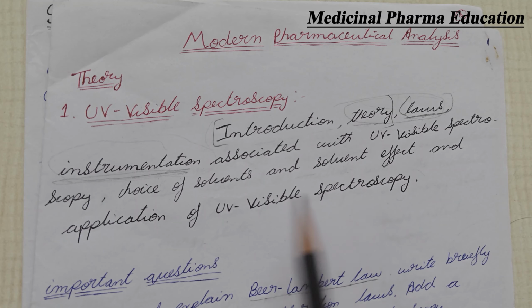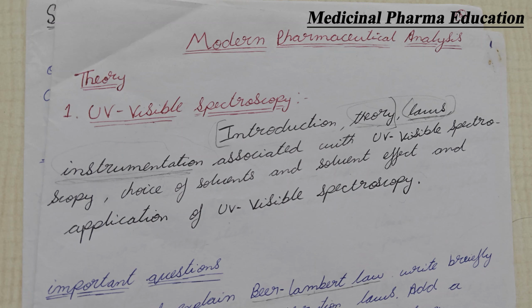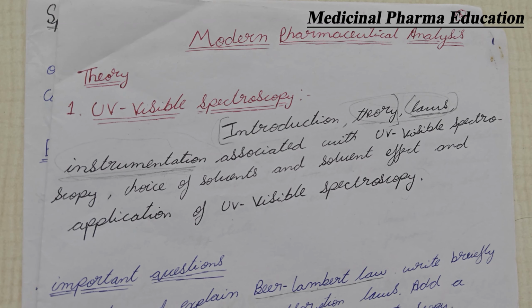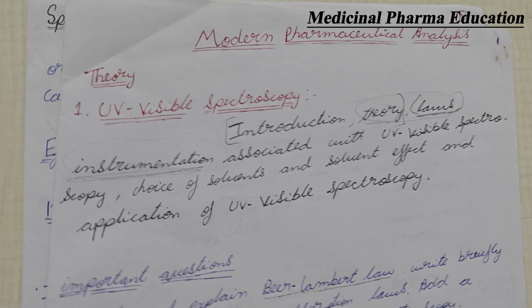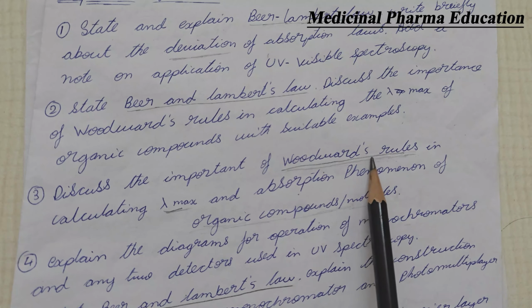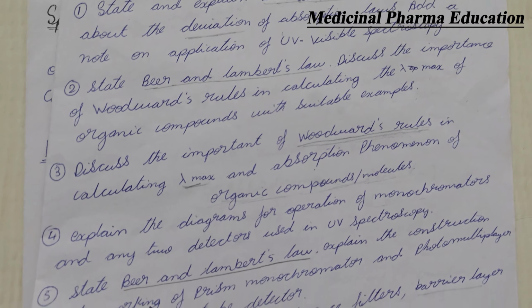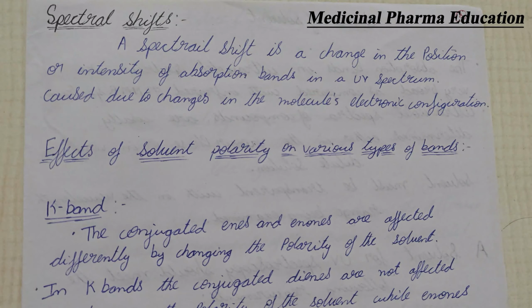In the next video, we'll complete the chapter and one more topic which is not included in your portion but is asked in the exam. It is the Woodward-Fisher rule. It's also a very important topic, as they've asked many questions on Woodward rules in the examination. So this is the important question. By tomorrow, in the next video, we'll complete the Woodward-Fisher rules.